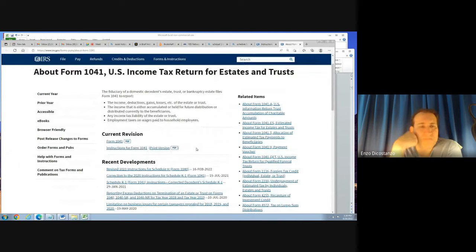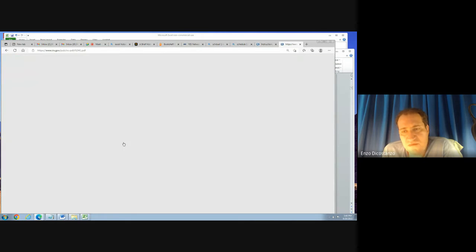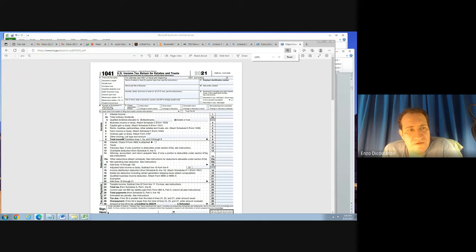It says the fiduciary of a domestic decedent's estate, trust, and bankruptcy estate files Form 1041 to report income, deductions, gains, losses of the estate or trust, the income that is either accumulated or held for future distribution or distributed currently to the beneficiaries, any income tax liability of the estate or trust, employment taxes on wages paid to household employees.